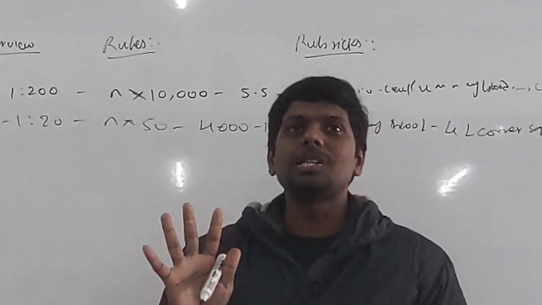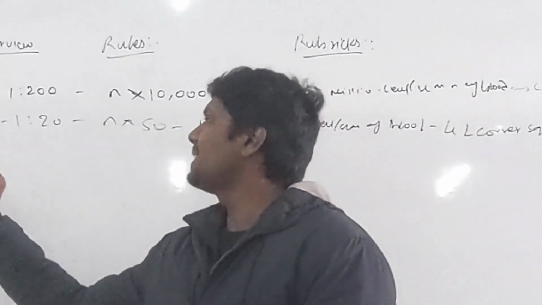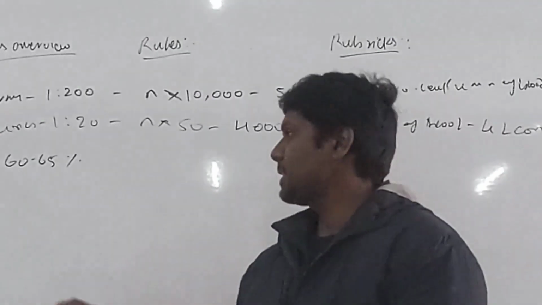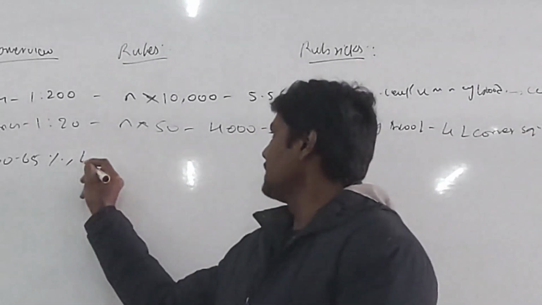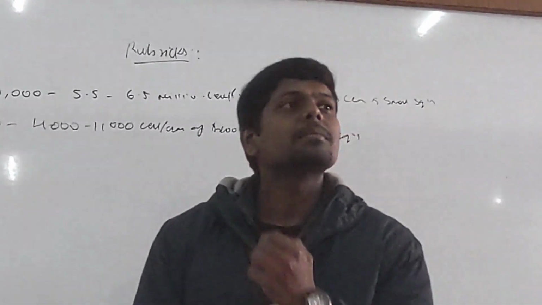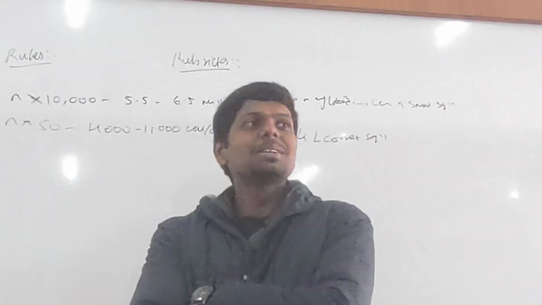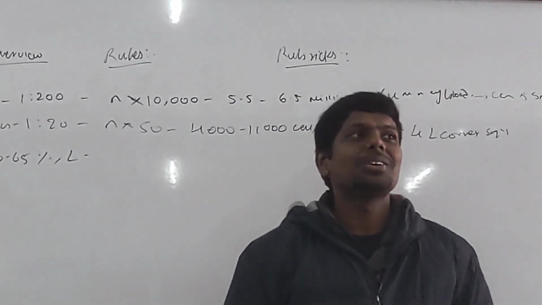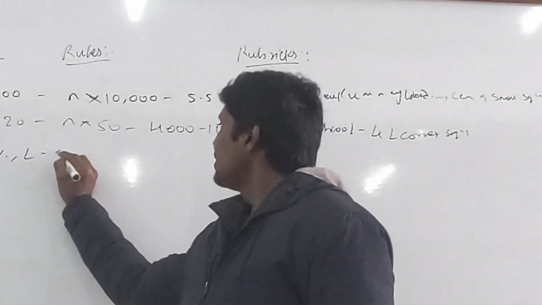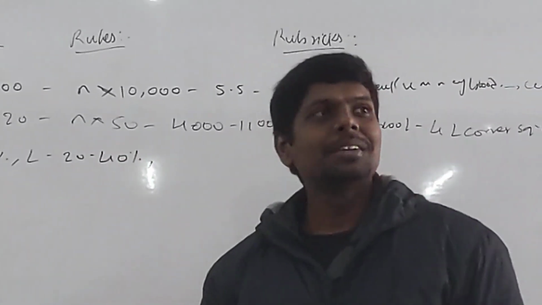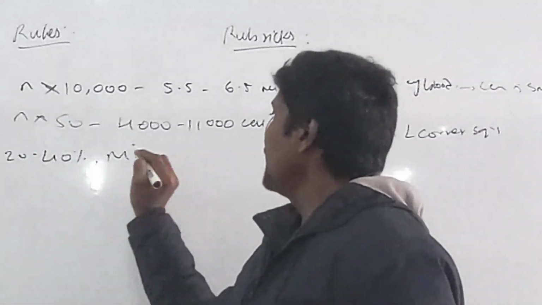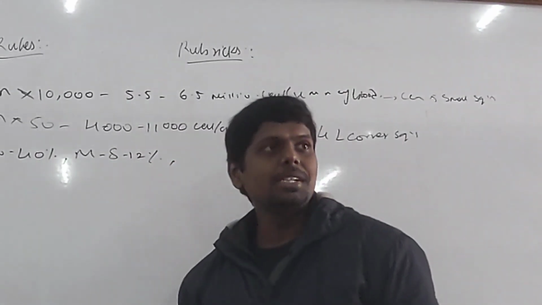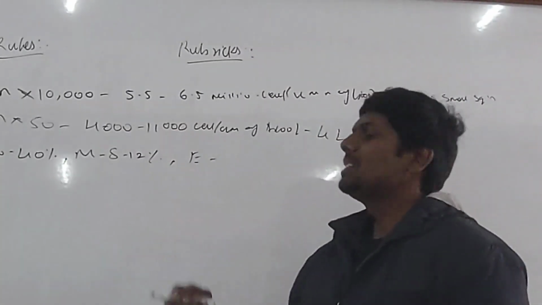Now, tell me the ratios of cells of DLC. What is the percentage of neutrophils? 60 to 65%. And what is the next one? What is the lymphocytes percentage? See, everyone is clueless. Percentage of lymphocytes. 20 to 40%. Then, what is the percentage of monocytes? 8 to 12% monocytes. Then, eosinophils percentage? 1 to 4%.